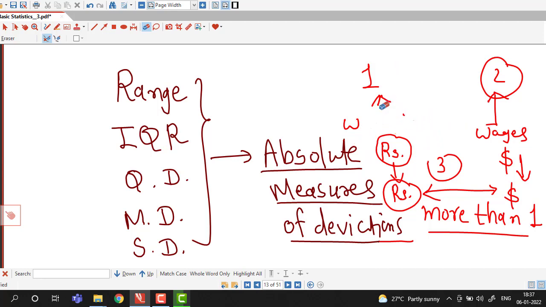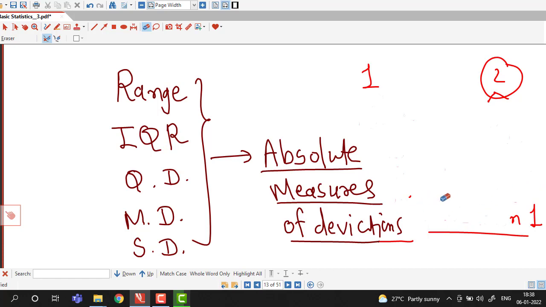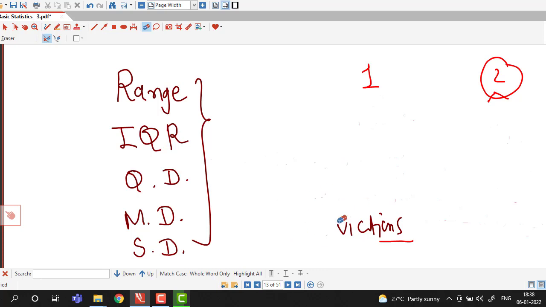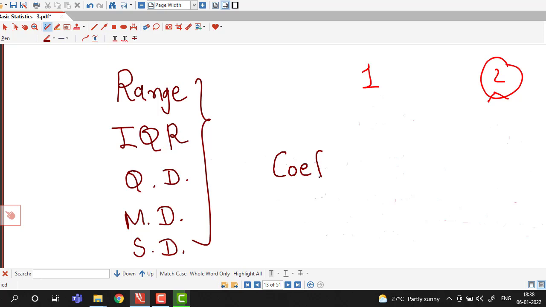So for comparative analysis, we require a type of measure which is dimensionless, or does not depend on the unit. For that we have relative measures of dispersion. Today we are going to discuss different types of relative measures of dispersion. For each absolute measure we can define the relative measure of dispersion. The relative measure of dispersion for an absolute measure of dispersion is known as the coefficient of that measure of dispersion.